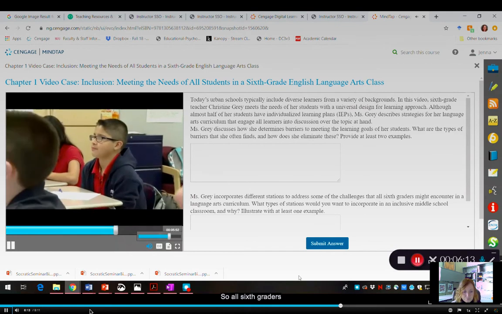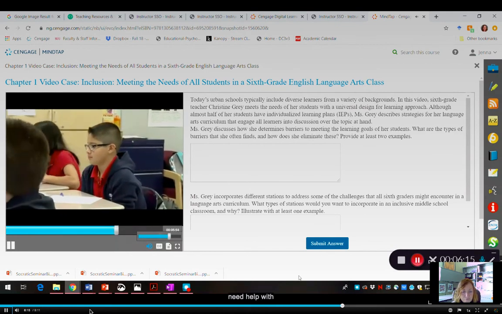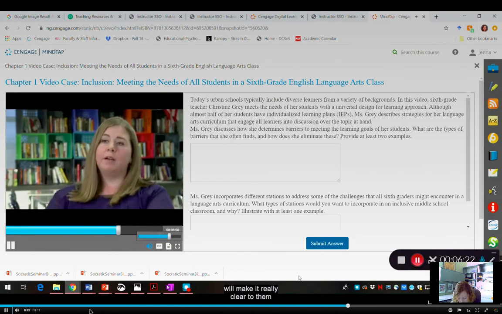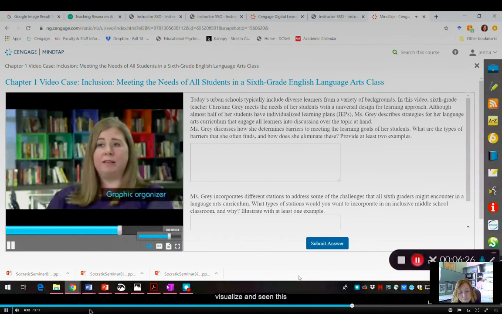All sixth graders, no matter their ability, need help with their executive functioning abilities. So with this graphic organizer, we're making really clear to them what exists in the text. It will help them to visualize and see this more than if we were just discussing it.